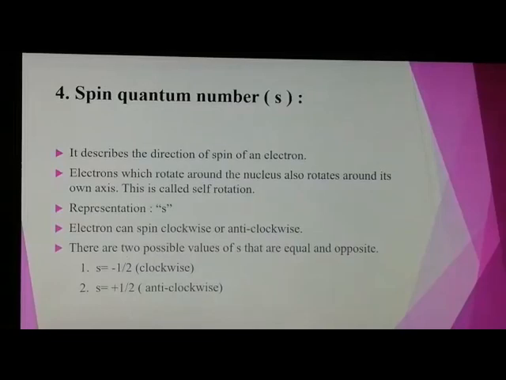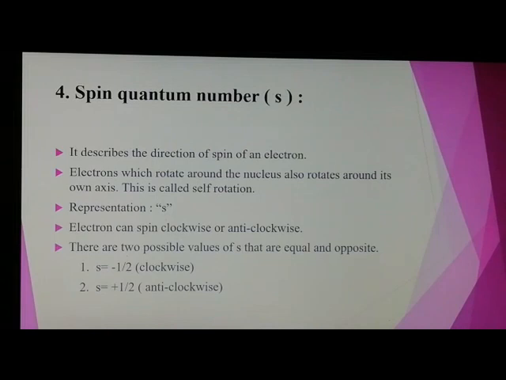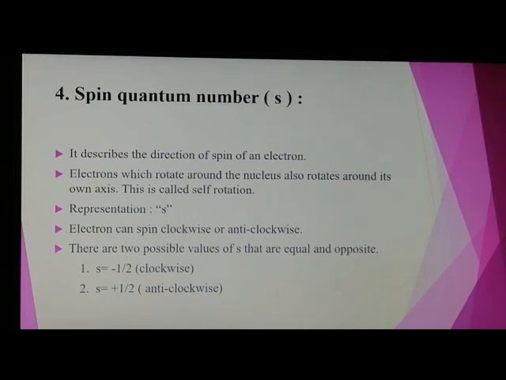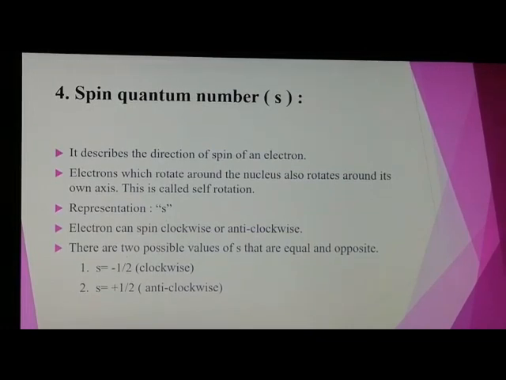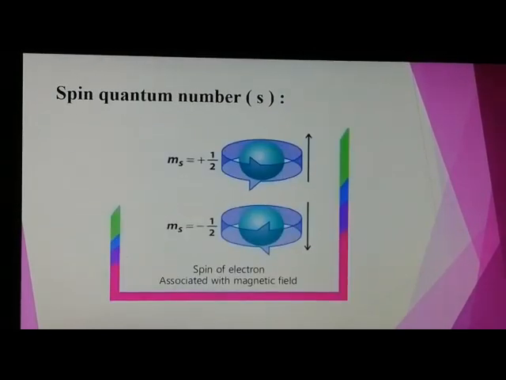It describes the direction of spin of an electron. Electrons which rotate around the nucleus also rotate around their own axis. This is called self-rotation. It is represented by the symbol s. Electron can spin clockwise or anti-clockwise. There are two possible values of s that are equal and opposite. When s equals -1/2, it is clockwise spin, and when s equals +1/2, it is anti-clockwise. Here is the diagram which shows the spin of electron associated with magnetic field.